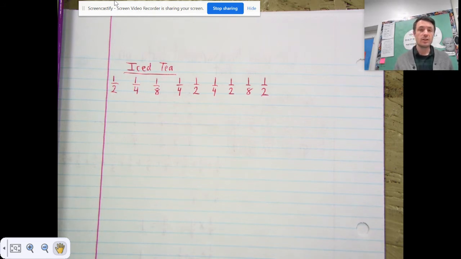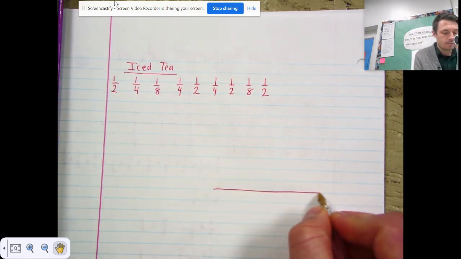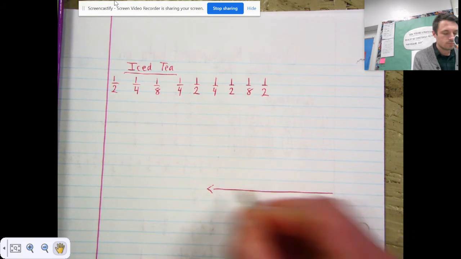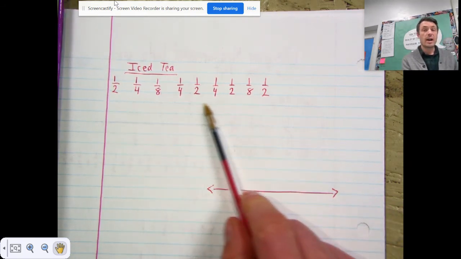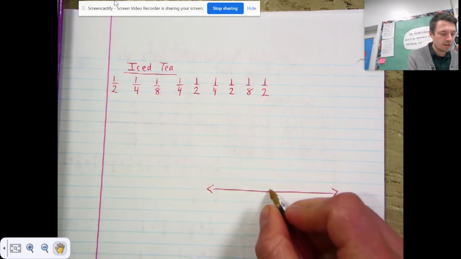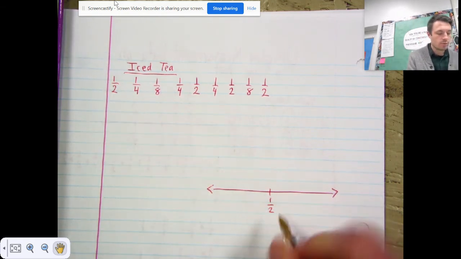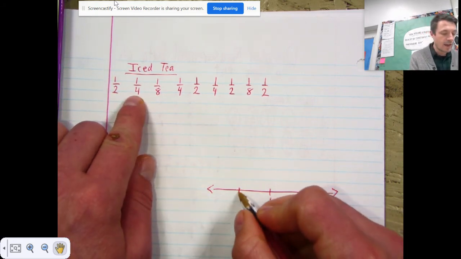So the first part of today's lesson is organizing that information on a line plot. So we make our line plot. And we first find out where these fractions would be on the line plot. And 1/2 is always the easiest one to find. It's halfway from the beginning of the line to the end of the line. We know 1/4 is half of that.